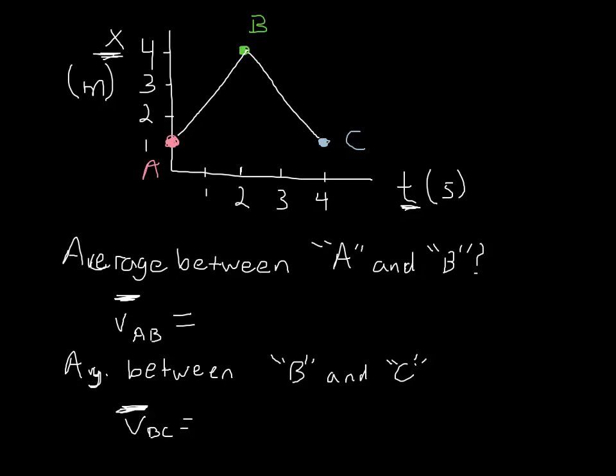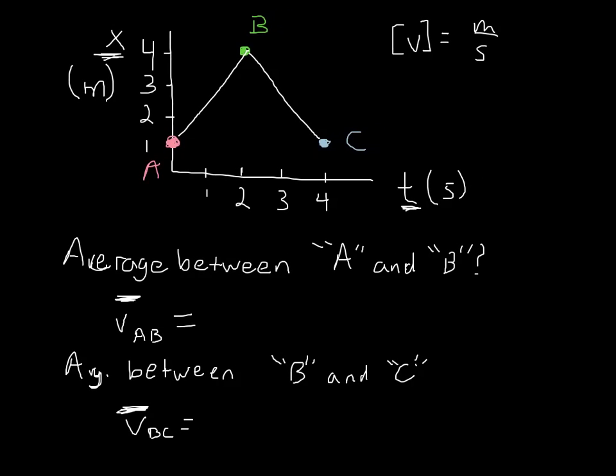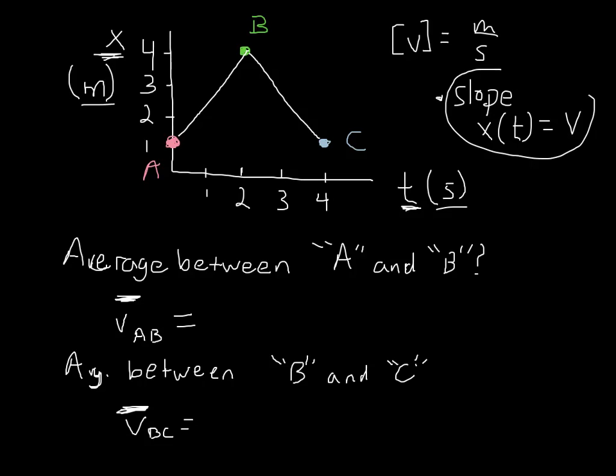Well, I can think about the units that I need for velocity. Remember, what are the units of velocity? Units of velocity are equal to meters divided by seconds. How can I get a meter divided by a second from this graph where I have meters versus seconds? Well, I can divide the numbers. If I divide on this graph, that's going to be the slope. So the slope on a graph of x versus t, position versus time, is going to be equal to velocity. Slope on a position-time graph will give you velocity.